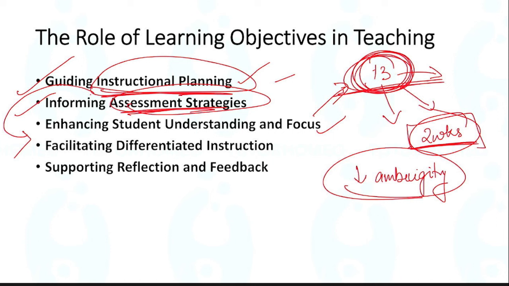So at the end of 2 weeks, the students have to learn about this multiplication of 13, right? So the teacher understands the need of the achievement of this goal, and the students also understand that basic thinking. The teacher will, however she has to adjust, she will adjust and try to support the student in their learning process. So that is about facilitating differentiated instruction. Next need of this learning objective is actually to support reflection and feedback.